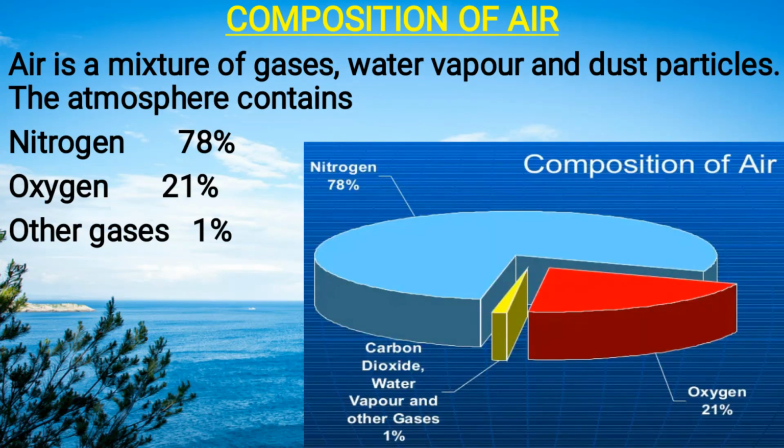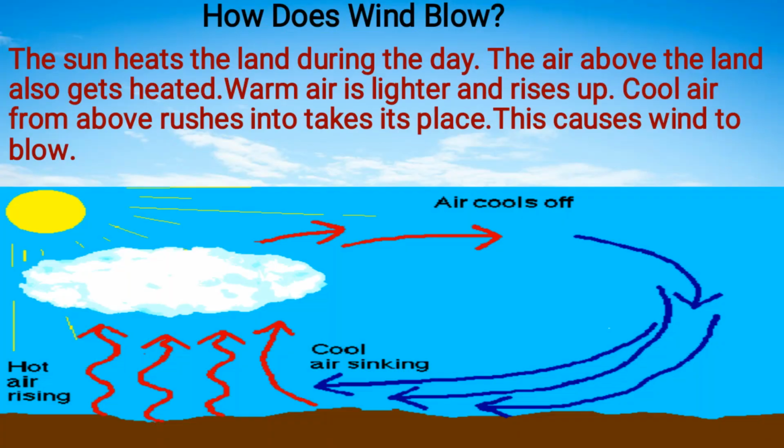And composition of the air. The air is a mixture of gases: nitrogen 78%, oxygen 21%, and other gases like carbon dioxide, helium, argon, neon making up 1%.